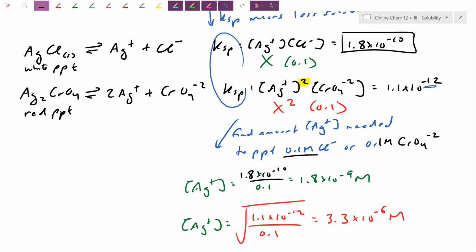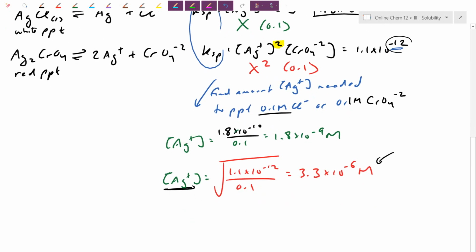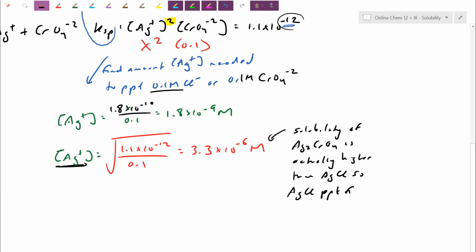So this is a little bit strange. We would normally say the smaller the KSP, the less soluble the salt is, but because they're not on a level playing field, the one is a 1-to-1 ratio, the other one is a 2-to-1 ratio, it turned out that while this number here was actually tinier, we actually needed more silver before the chromate starts precipitating than versus the silver chloride. So in conclusion, based on these numbers, based on the solubilities that I found here, the solubility of Ag2CrO4 is actually higher than AgCl, so AgCl precipitates first.